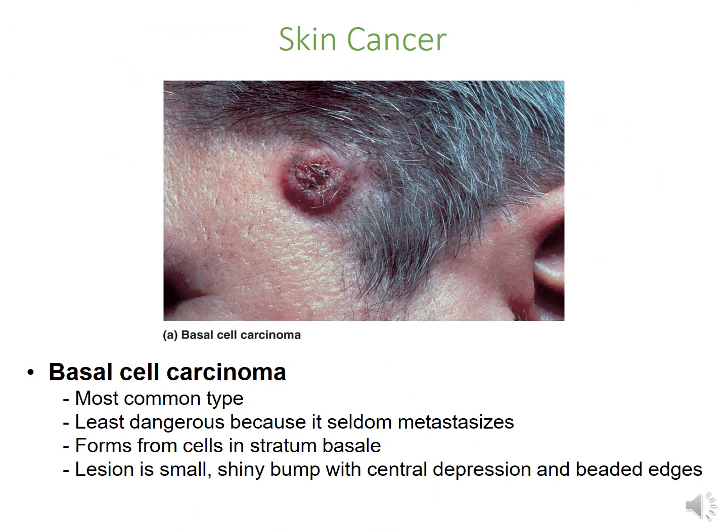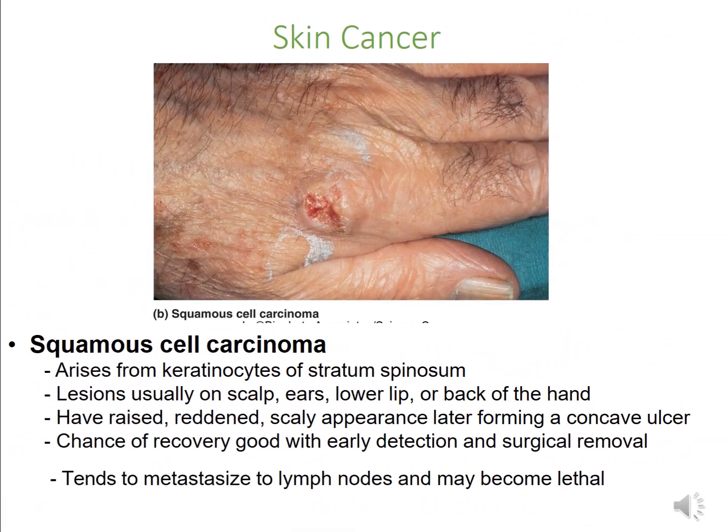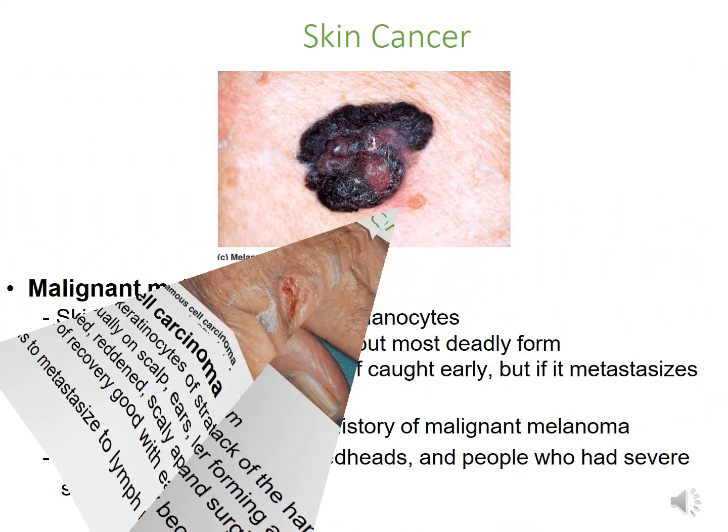Basal cell carcinoma is the most common type and least dangerous because it seldom metastasizes; it forms from cells in the stratum basale. The lesion is a small, shiny bump with a central depression and beaded edges. Squamous cell carcinoma arises from keratinocytes of the stratum spinosum. Lesions, usually on the scalp, ears, lower lip, or back of the hand, have a raised, reddened, scaly appearance, later forming a concave ulcer. Chance of recovery is good with early detection and surgical removal; it tends to metastasize to lymph nodes and may become lethal.